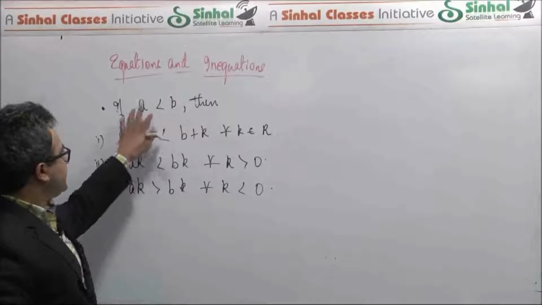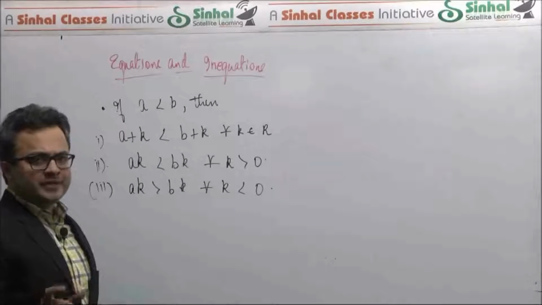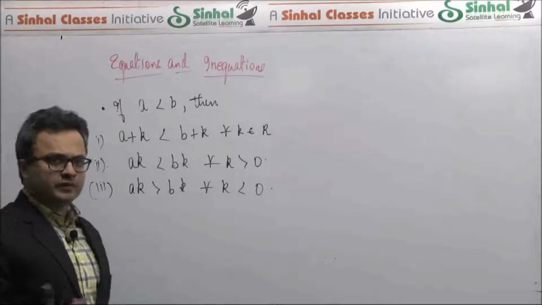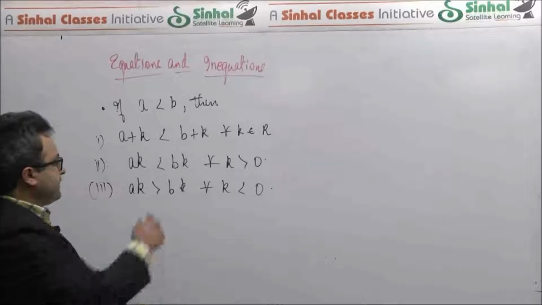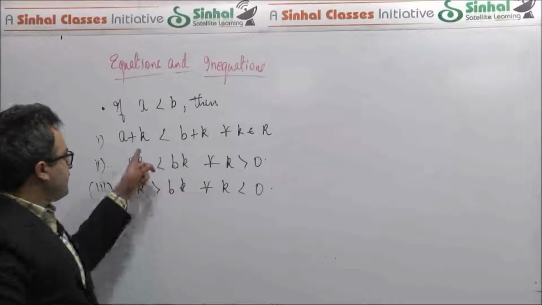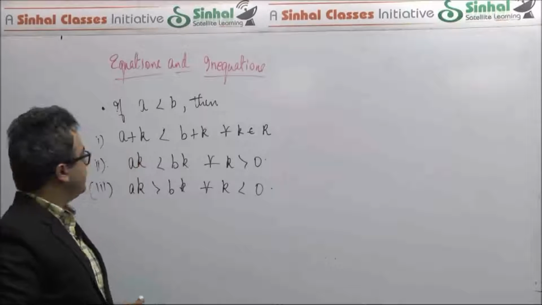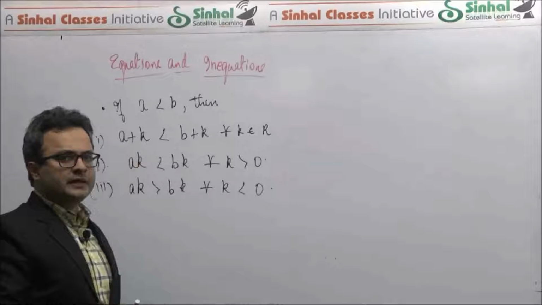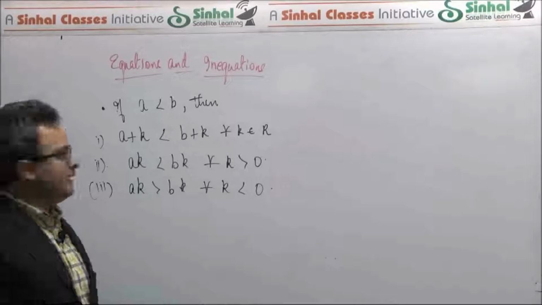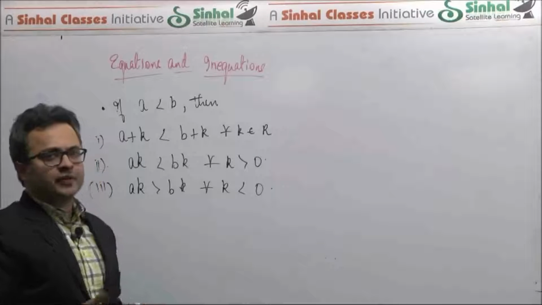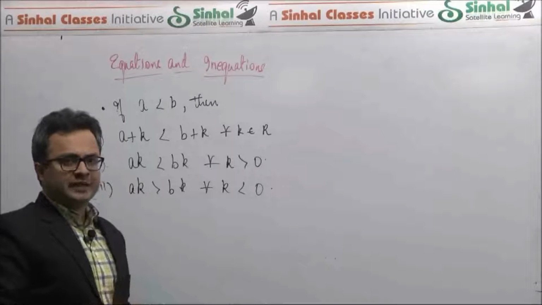So we are assuming that we have two numbers A and B such that A happens to be the smaller of the two values. These three things have to be taken care of. The first statement: if A is less than B, then that will automatically also imply that A plus K is less than B plus K. K over here could be any real value, which means it could be positive or it could also be negative.